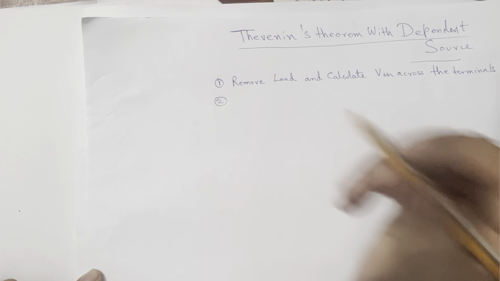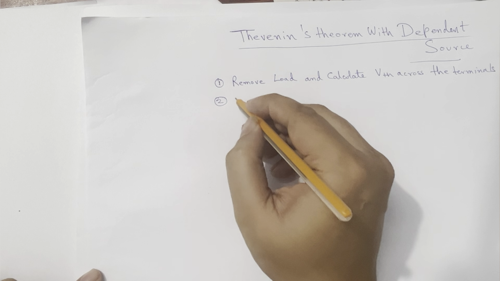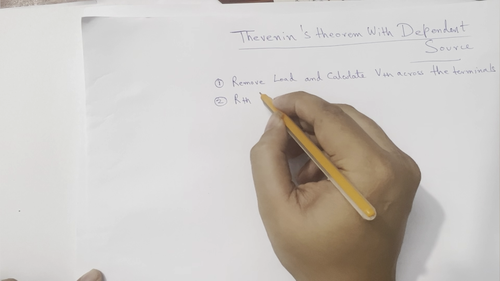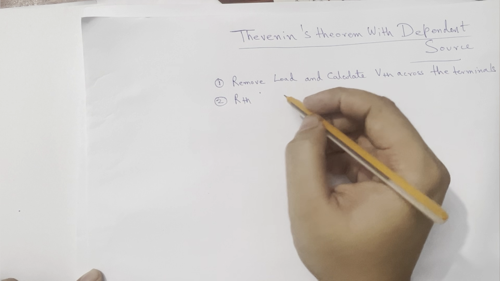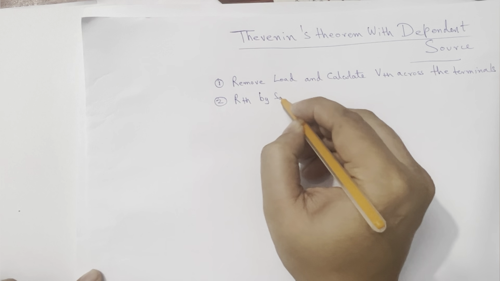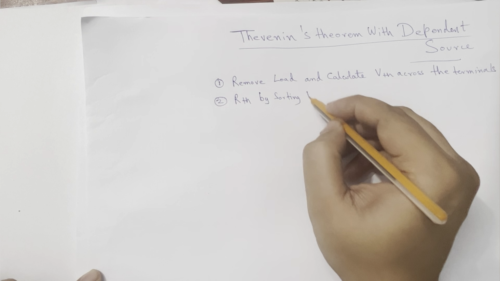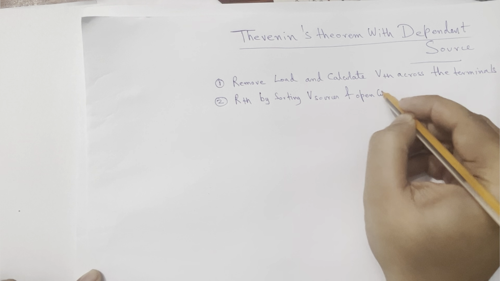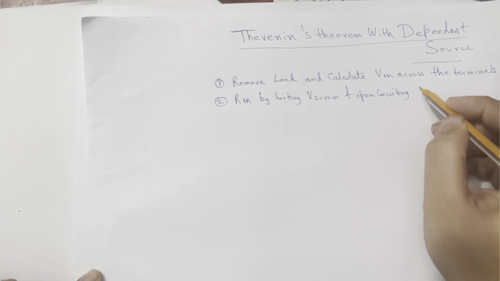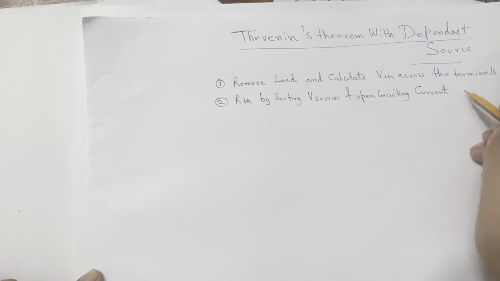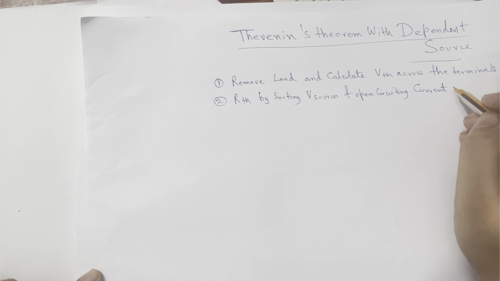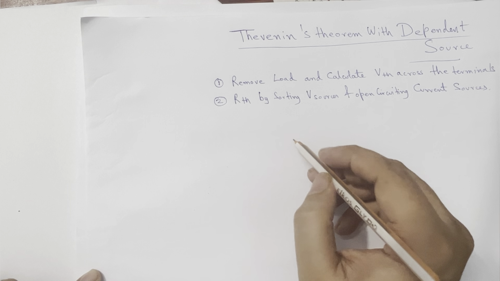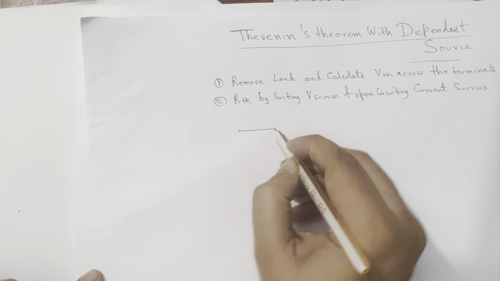Our second step was to calculate RTH by shorting all the voltage sources and open circuiting current sources, using series-parallel techniques. We have already found RTH this way in our previous lectures. But this thing will change when a dependent source is present. Suppose we have an example.